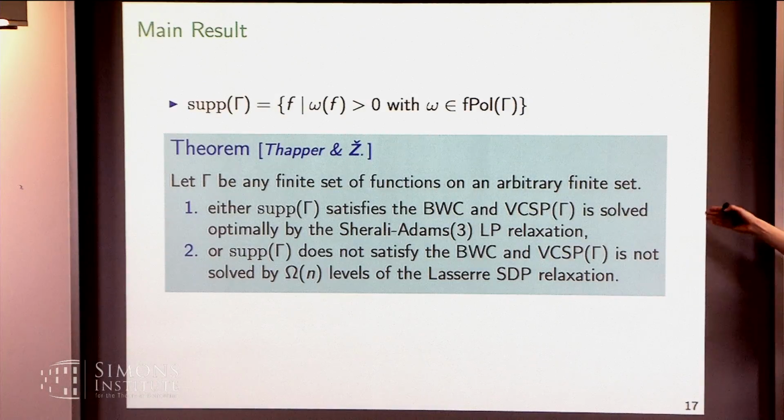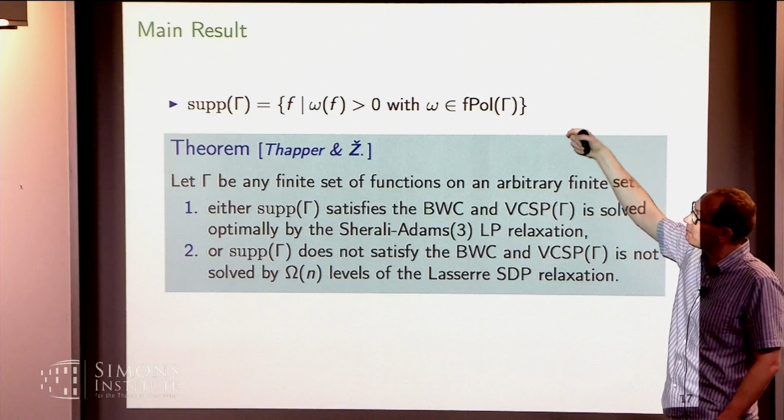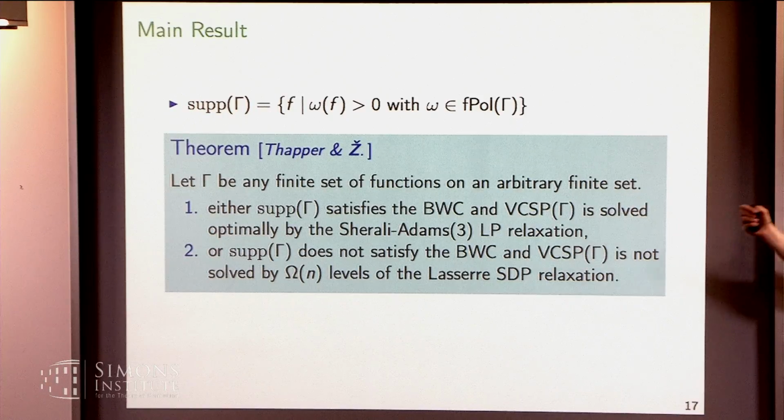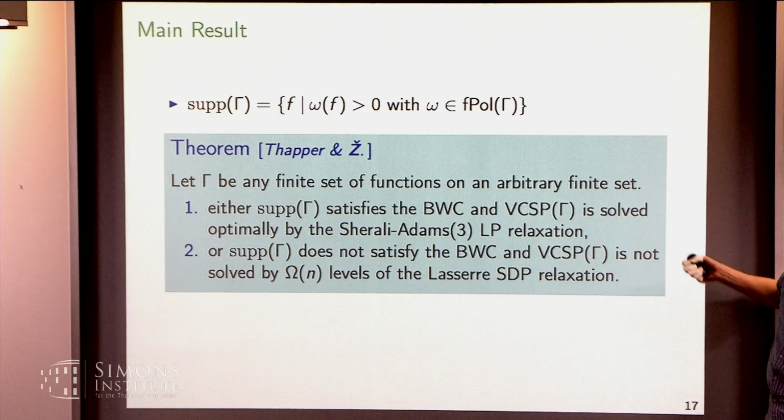And now I can finally make the statement more precise, even if you didn't get the definition. So another piece of notation. The support of gamma is the set of operations that get positive probability in some fractional polymorphism of gamma. So in the case of submodular functions, min and max would be in the support, but other operations as well.